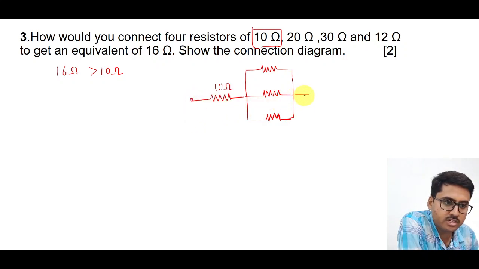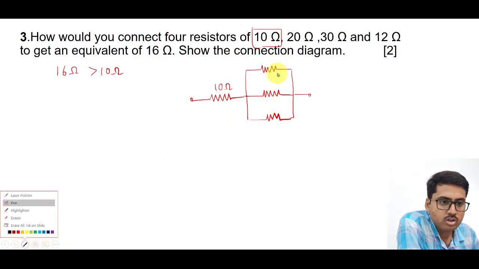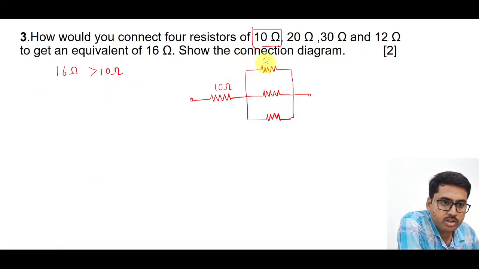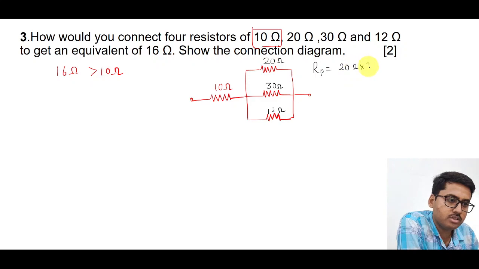We're just giving a hit and trial. Well, there are a lot of methods to calculate, and by practice you can get there. So let this be 20 ohm, excuse me for that. So this is 20 ohm, this is 30 ohm, and this is 12 ohm. If I find the equivalent of 20 and 30, this will be 20 ohm multiplied by 30 ohm, over 20 ohm plus 30 ohm.